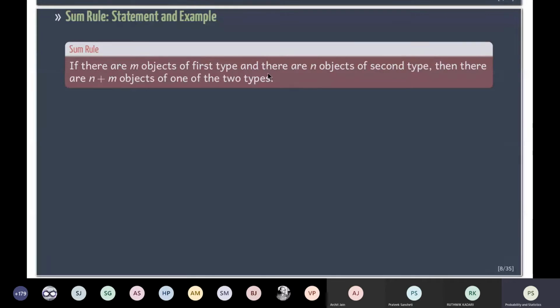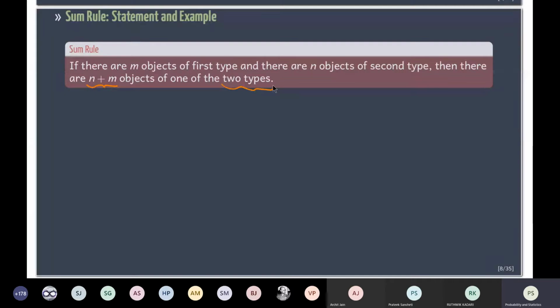If there are m objects of the first type and n objects of the second type, then there are n plus m objects of the two types, obviously. Right? This is very common sense, but that's how we formalize things. So let us see an example of the sum rule.